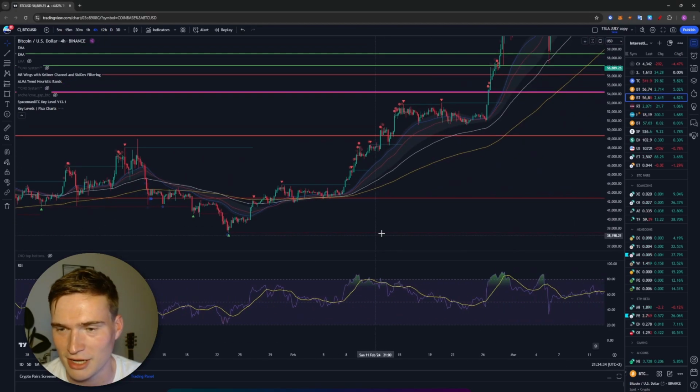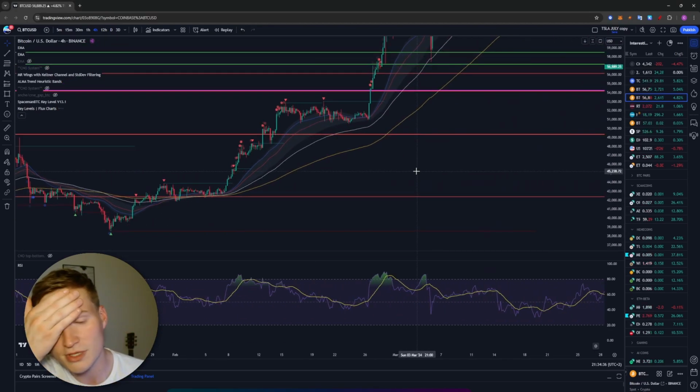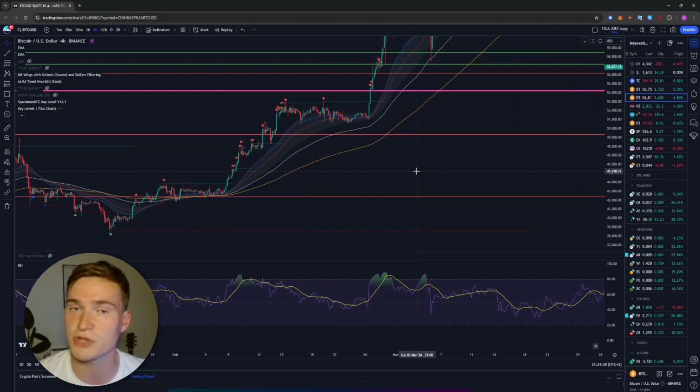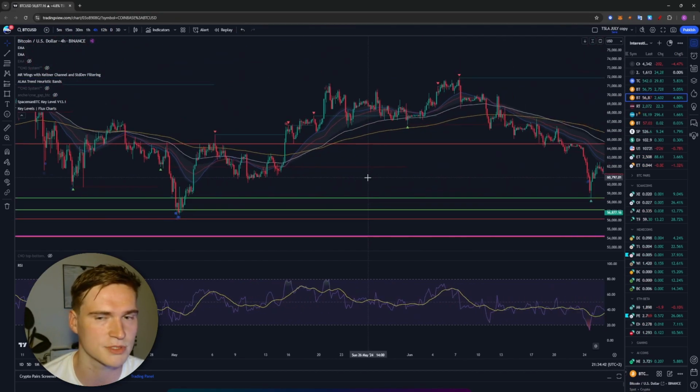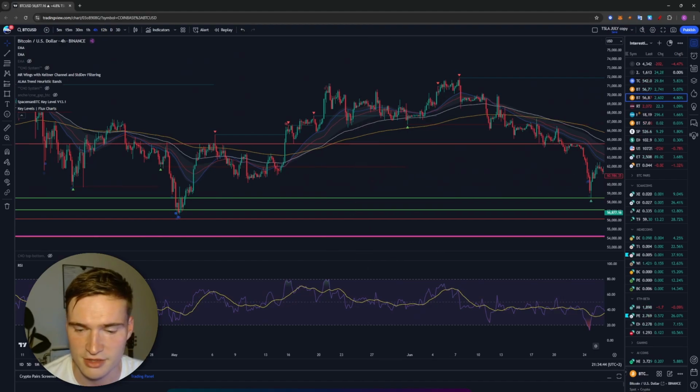All right, so basically, to keep it simple, stick to higher time frames and extreme values for the RSI, and combine that with different types of key levels. And that's what you need to know for now.